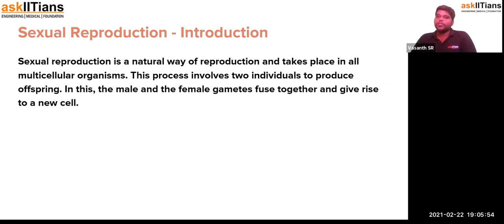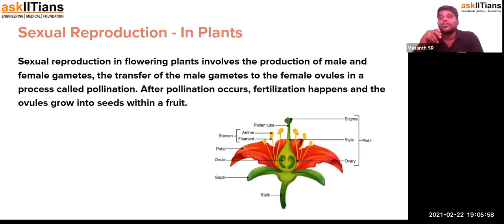When you talk about sexual reproduction in organisms, it happens in both animals and plants. So we will see sexual reproduction in plants first, and then we'll go to the animals, which include human beings. Sexual reproduction in plants actually involves two organisms. So two sex cells are required. One is the male reproductive sex cell, and another one is the female reproductive sex cell. The male gamete will be produced from the pollen grain, and the female gamete will be produced from the ovule.